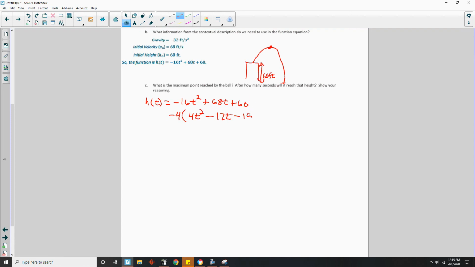4 goes into 25 times. So there is my factored form. I've factored out a negative 4. 17's prime, so there's no more factoring.